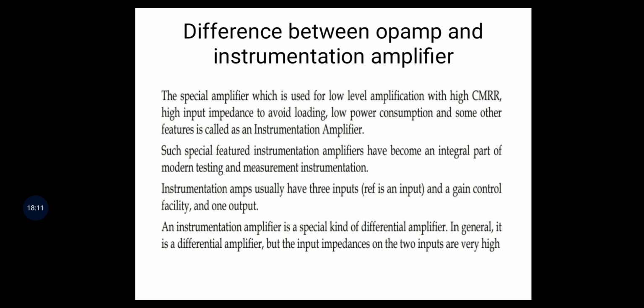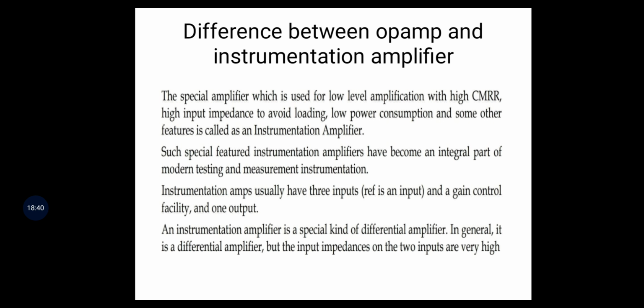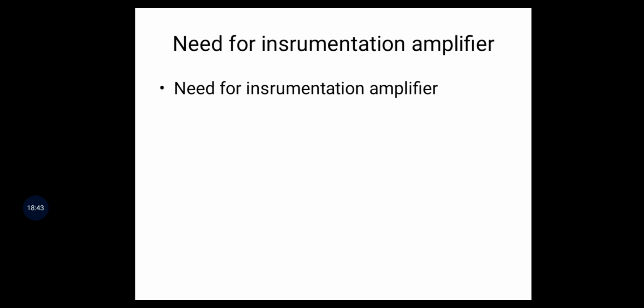An instrumentation amplifier is a special kind of differential amplifier. It is a differential amplifier, but the input impedance of the two inputs is very high. Compared to a normal operational amplifier, an instrumentation amplifier has very high input impedance. Next we are discussing the need for instrumentation amplifier.